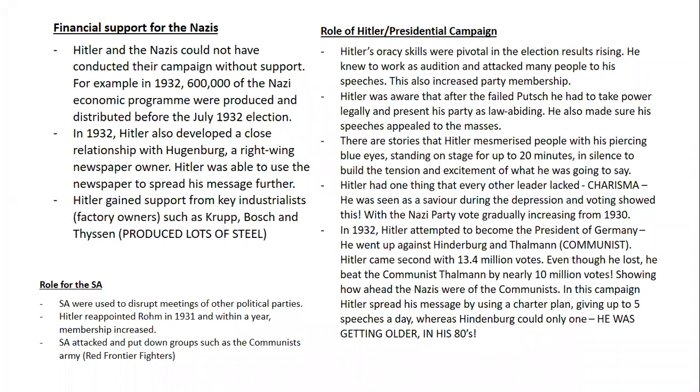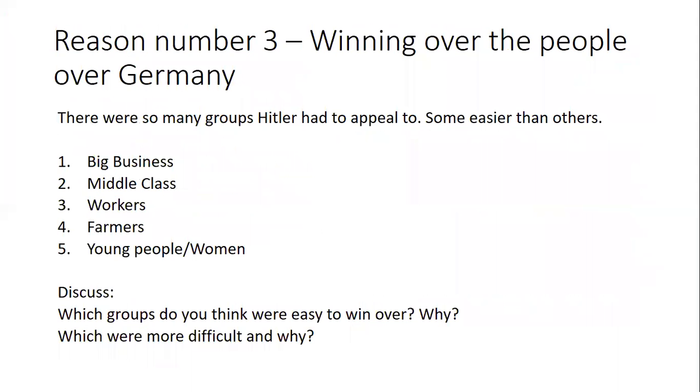2 key things here. Number 1, he beat the communists by 10 million votes, showing how far ahead the Nazis were of them at this stage. And number 2, during this campaign, Hitler was able to spread his message on a much broader, national scale, because he was traveling around Germany on a charter plane, giving up to 5 speeches a day, whereas Hindenburg could only do 1 because he was getting older. He was in his 80s. So that's what the Nazis did to take advantage.